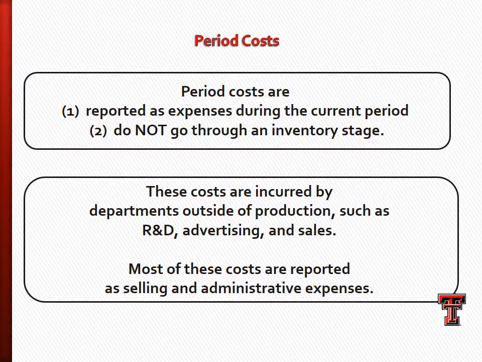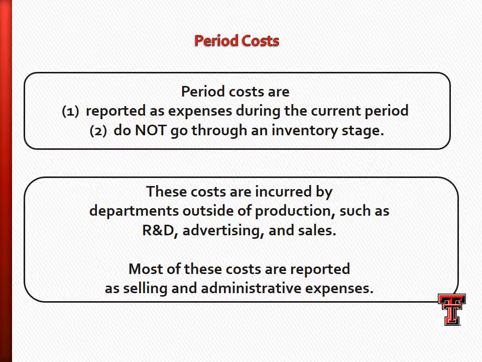On the other hand, period costs are reported as expenses during the current period. They do not go into an inventory stage. These costs are incurred by departments outside of production, such as the research and development department, advertising, sales, administrative costs, HR services. All of those are period expenses. Most of these costs are reported as selling and administrative expenses.